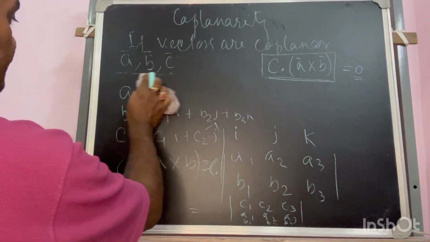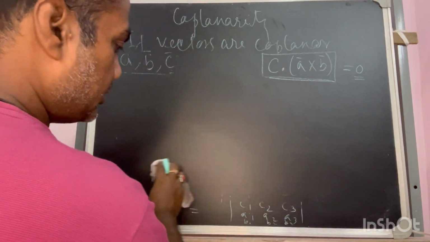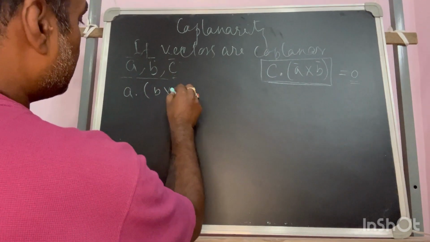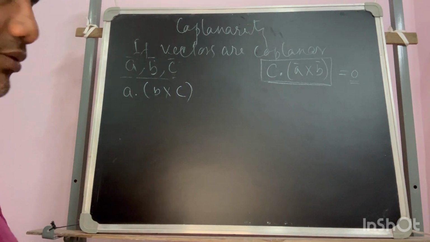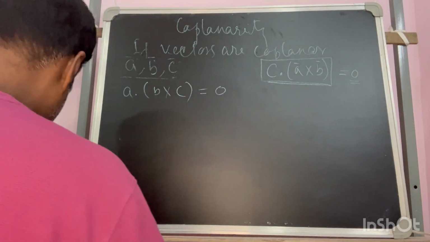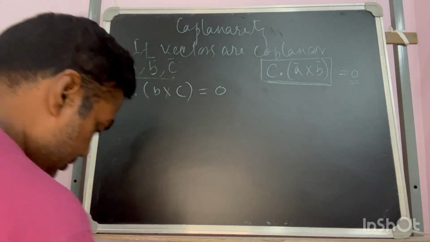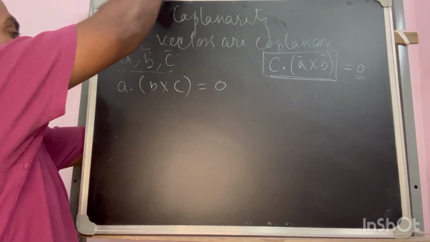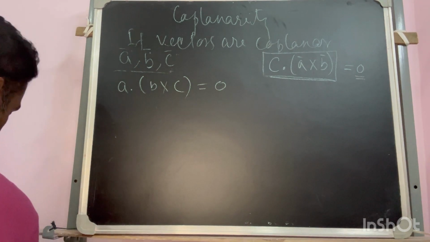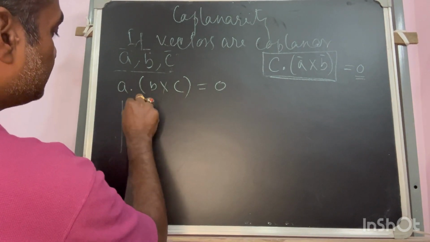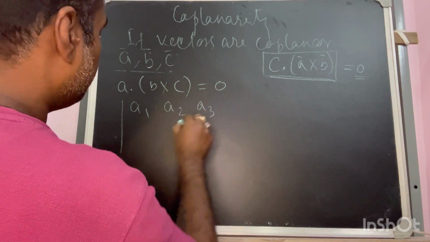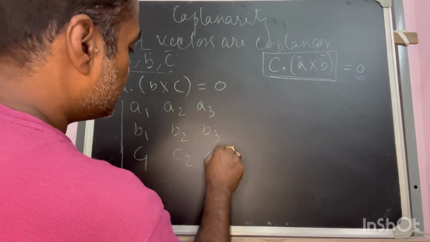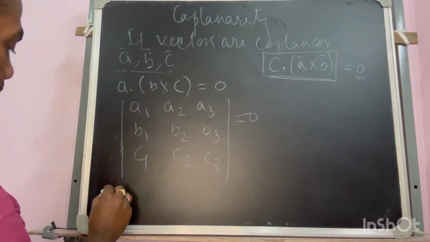Ultimately, I have to take it in a sequence so that you can remember it easily. I am taking it in this manner so that you can remember it. A comes first, so this becomes A1, A2, A3, B1, B2, B3, third one C1, C2, C3, and this is equal to 0. Now how will I break it up?